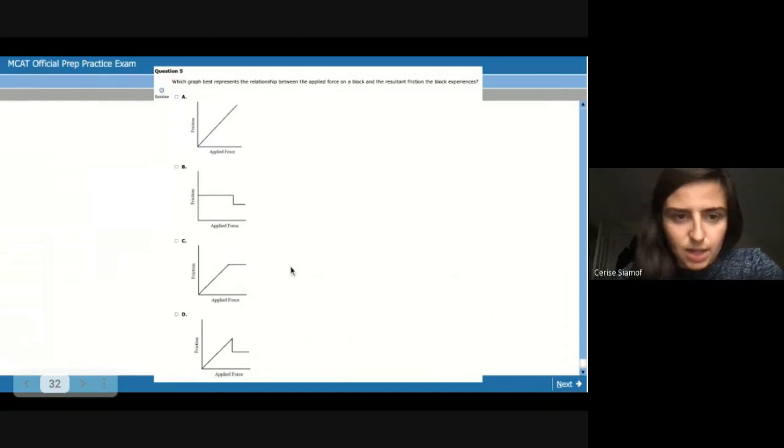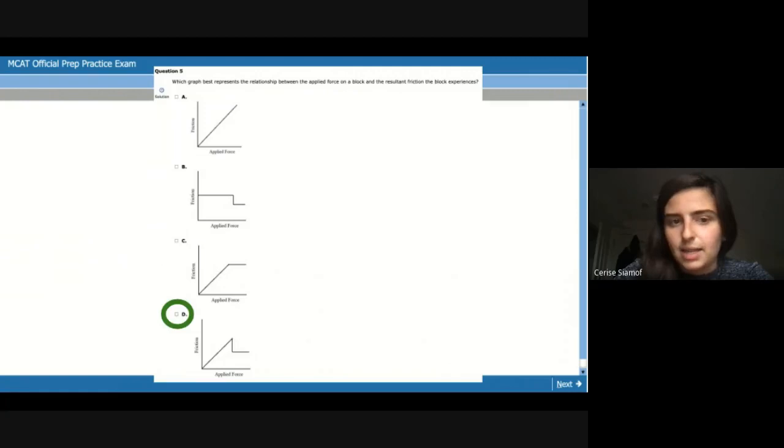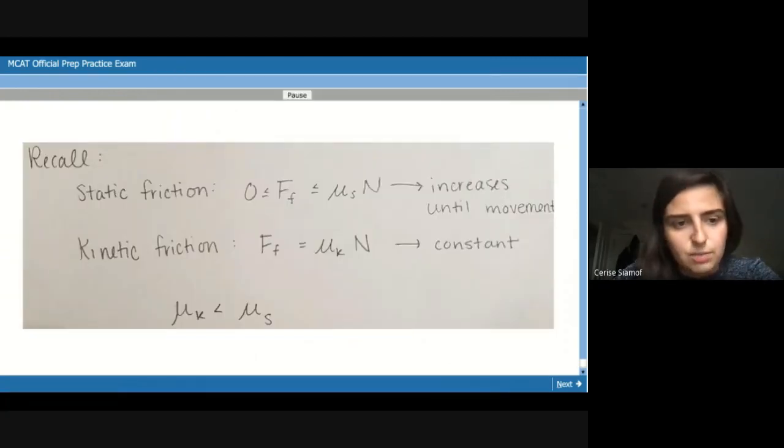Okay, so the last question is, which graph best represents the relationship between the applied force on the block and the resultant friction? Okay, we have 3 answers for D, and that is correct. So if you want to click, the next page has just a brief example.